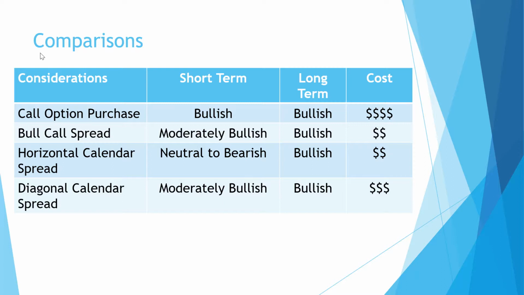And finally, just now we showed you the diagonal calendar spread, where we anticipated a moderately bullish trend in the short term, and to protect ourselves, we sold a little bit higher out of the money call. So therefore, we took in less income. And as a result, the net cost is a little bit higher compared to the bull call or the horizontal calendar spread.